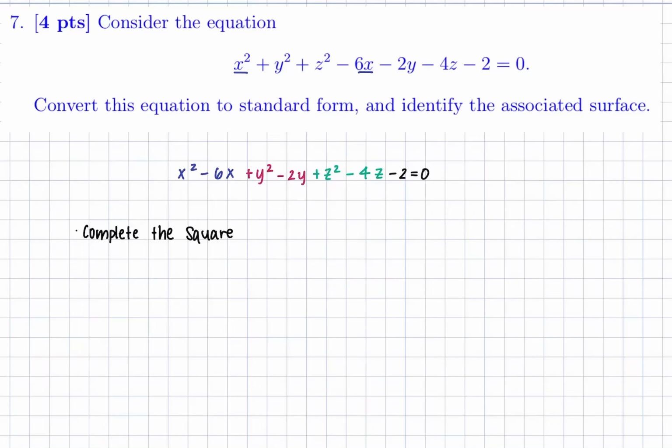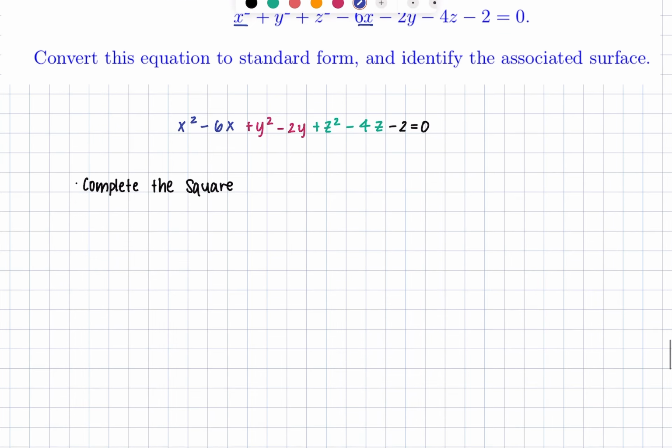Hey guys, in this video we're given an equation and we're asked to convert it into standard form and identify the associated surface. Let's start with the first part. I'm given this equation and I decided to go ahead and put all the like terms together, so all the x's, y's, and z's are together. Our next step is going to be completing the square. Now that we have it in this organized format, it's going to be much easier for us.